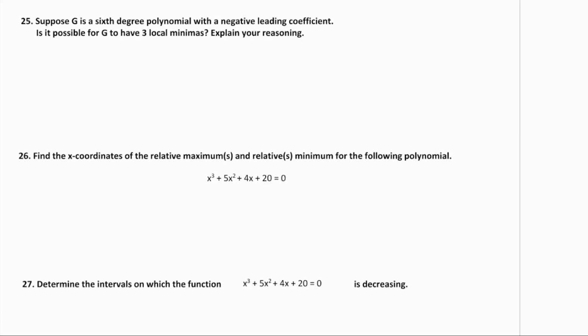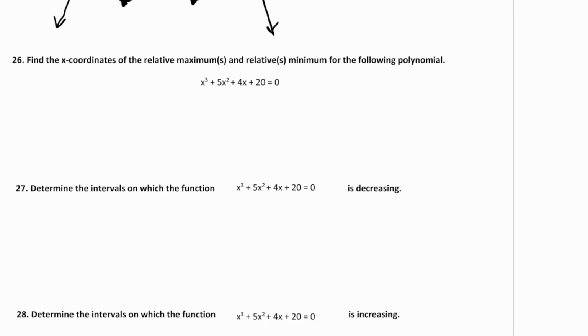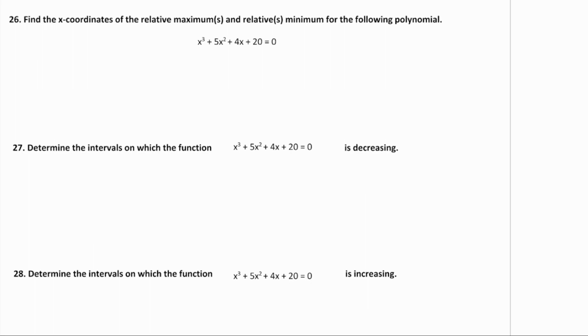Right, now, suppose g is a 6th degree polynomial with a negative leading coefficient. Is it possible for g to have 3 local minima? Okay, so 6th degree polynomial with a negative leading coefficient. So maybe we'll just draw the most extreme version of that possible. 1, 2, 3, 4, 5, 6. No, not possible. The most I could see would be 2 minima. If there's a positive leading coefficient, I could have 3 minima. Yeah, that's my reasoning.